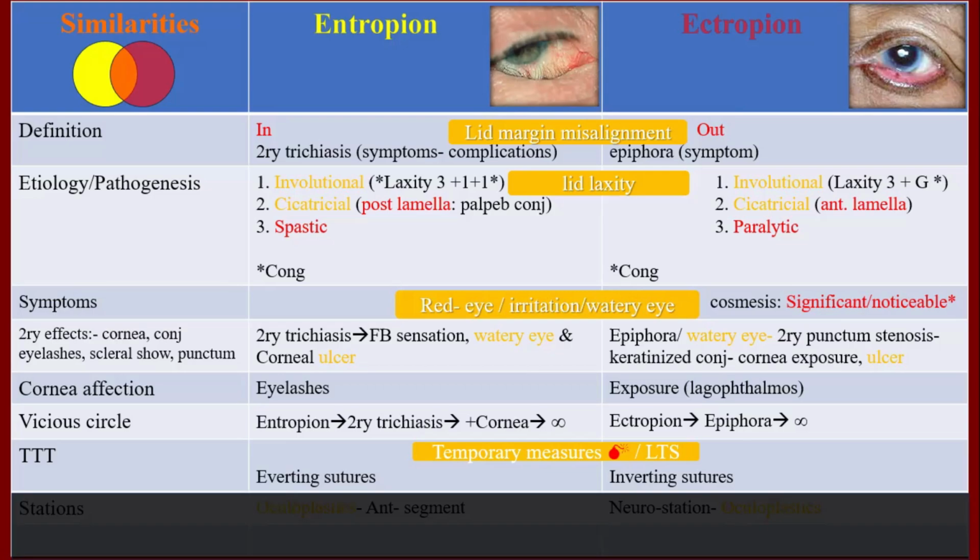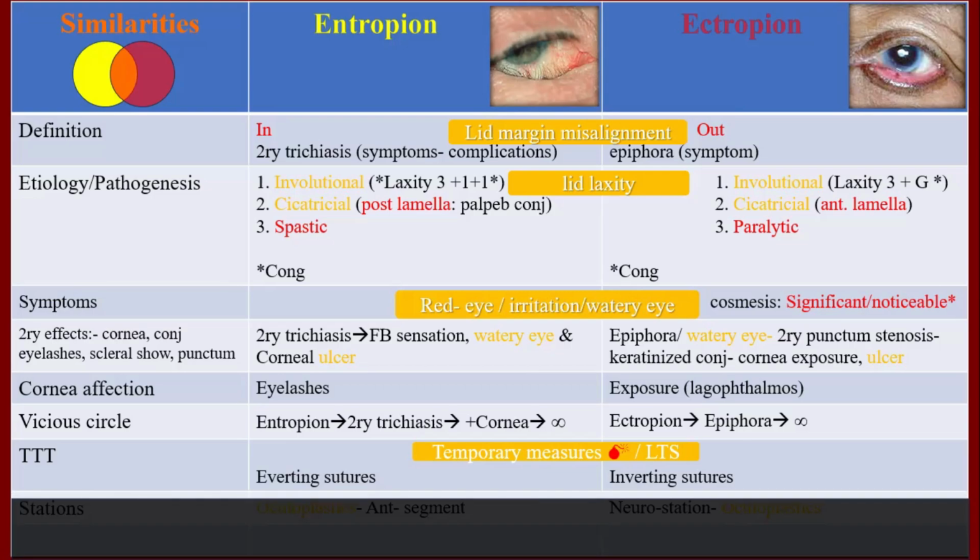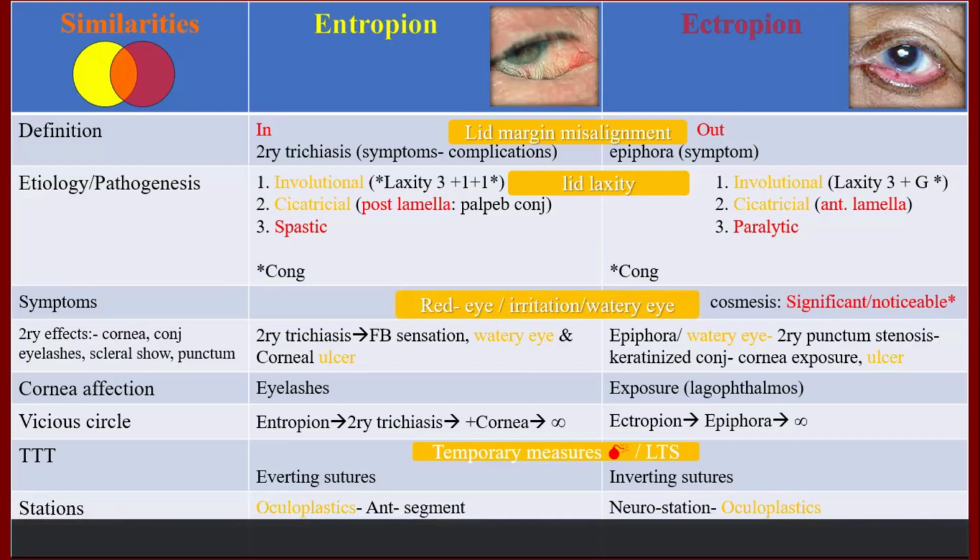But we are going through the details, and I think they don't ask about the details on how to perform the inverting sutures or the everting sutures. How about the station? You may expect Ectropion in oculoplastic station, and maybe one of the signs in the anterior segment station, okay? On the other hand, Ectropion is mainly in the neurostation because of the paralytic Ectropion, so you may expect questions about facial nerve palsy, but you can expect it also in oculoplastics.